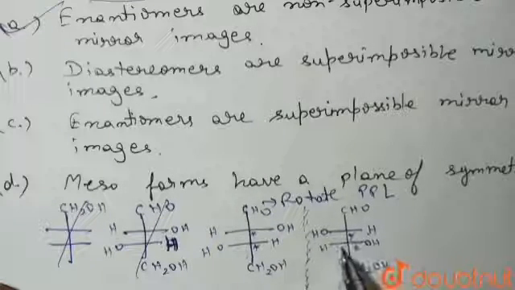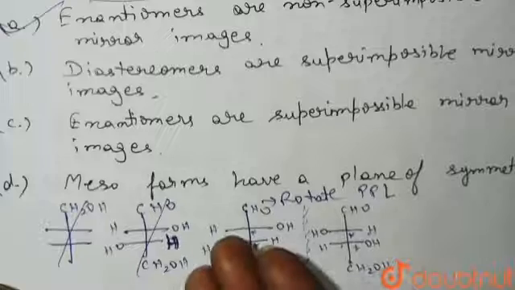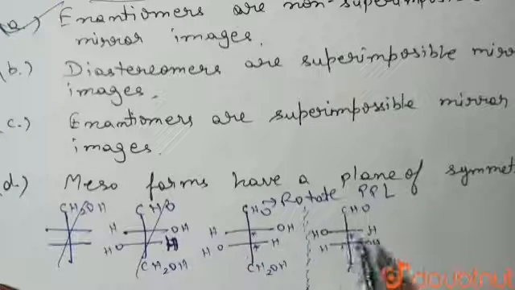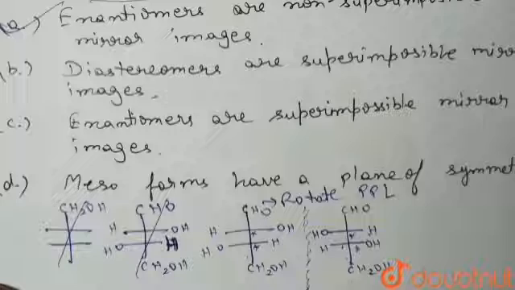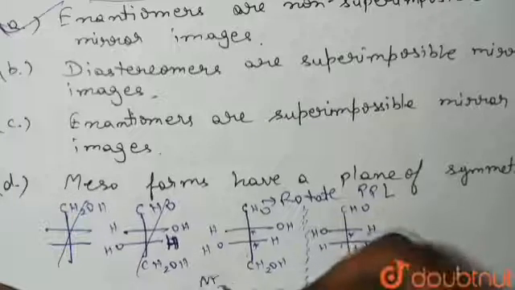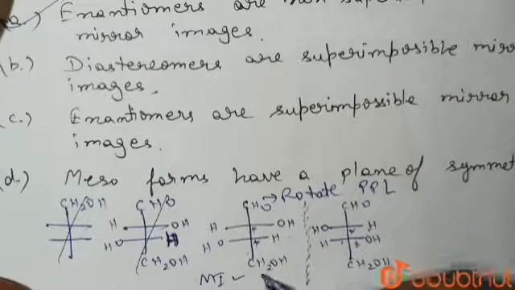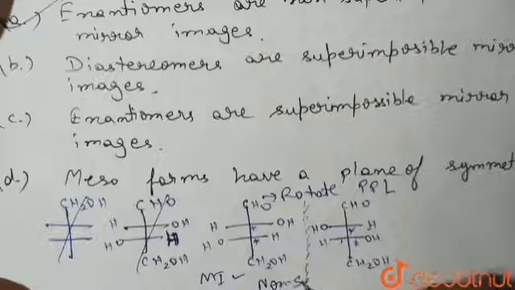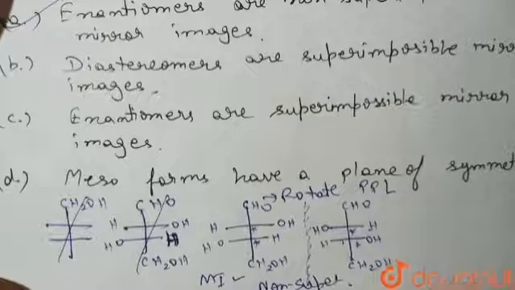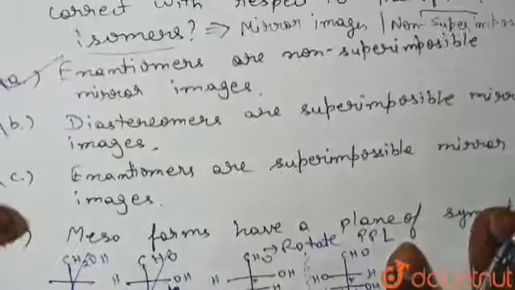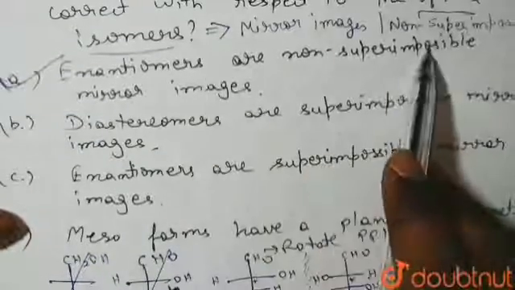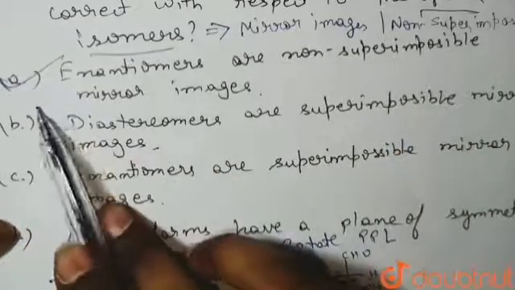But here, if you pick this up as it is and put it on this, on OH, H will come, and on H, OH will come. So these are mirror images of each other and they are non-superimposable. These 2 are enantiomers. This proves that enantiomers are non-superimposable mirror images. So statement A is the correct statement.